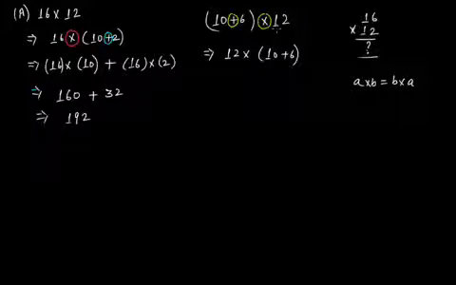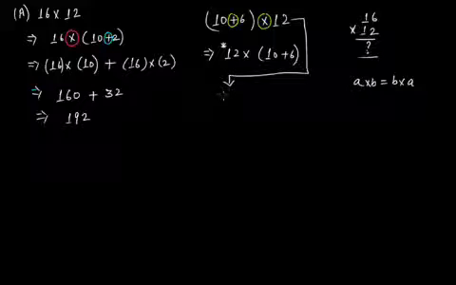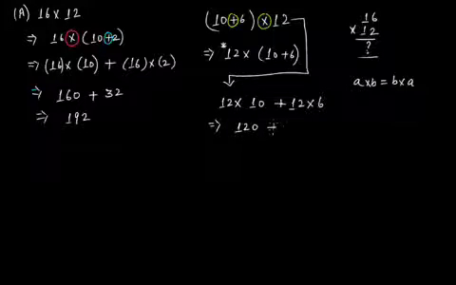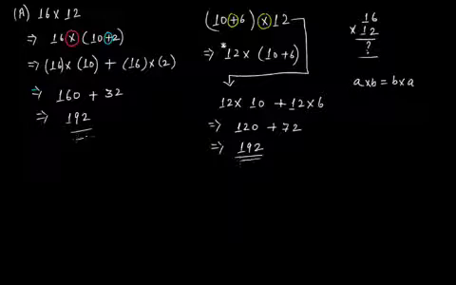Either you can skip this step, those who are very clear with this, and straight jump to this step, using the distributive property of multiplication over addition. This will give you 12 times 10 plus 12 times 6, which is 120 plus 72, and this will give you 192. So both these answers are correct.